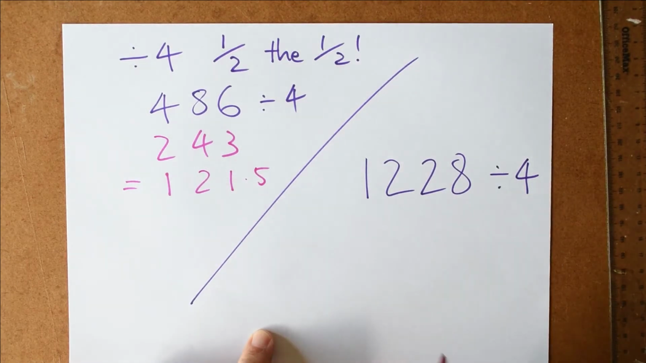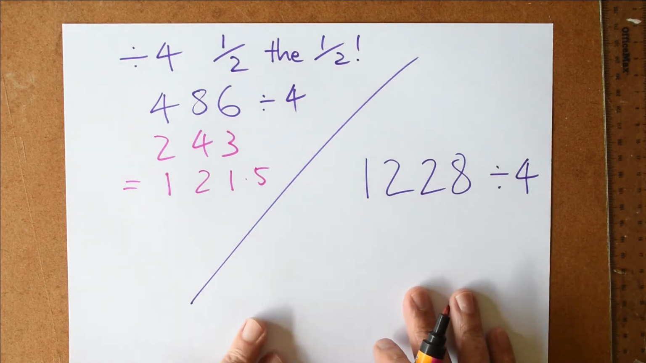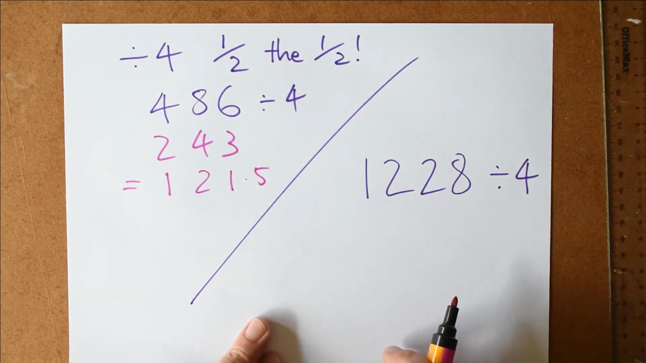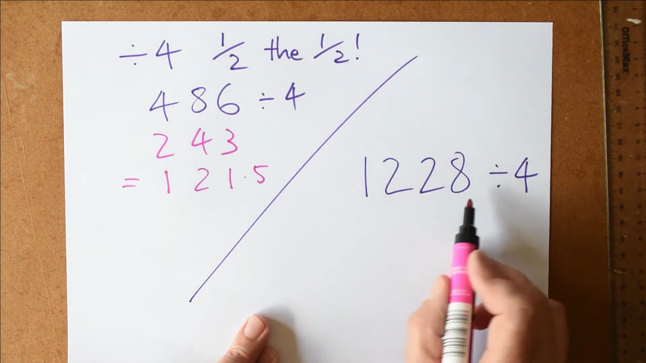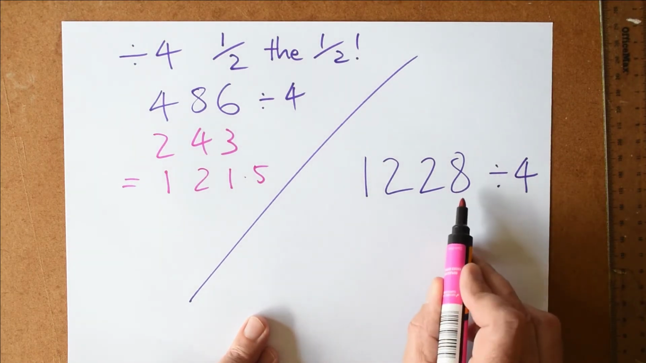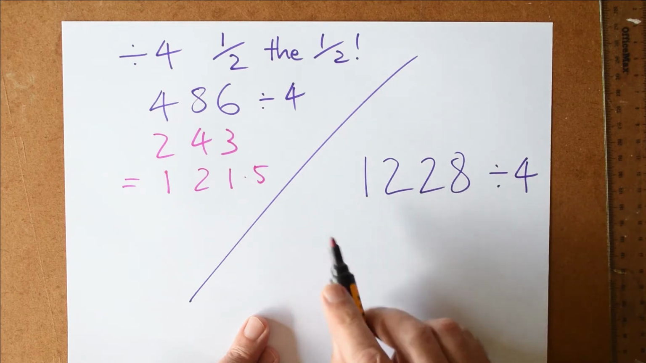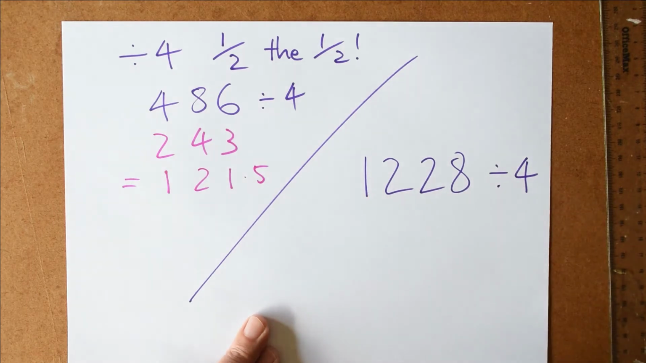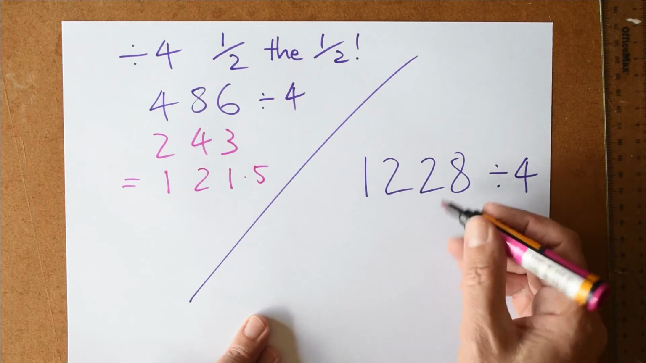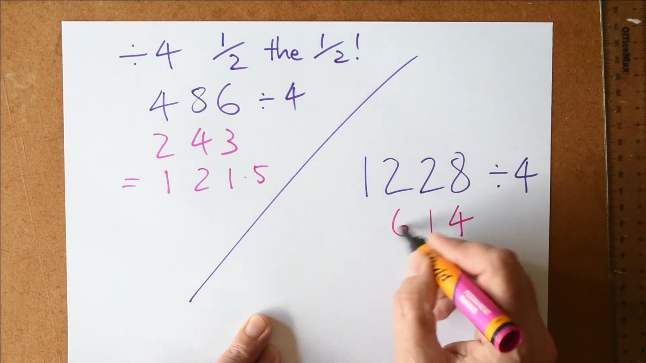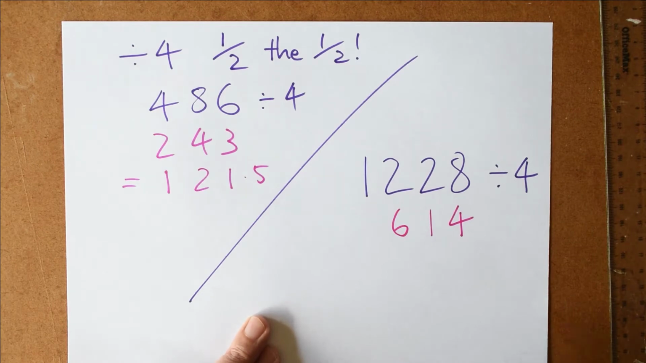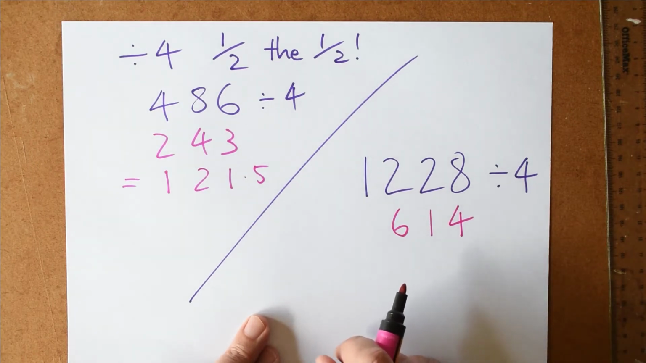1,228 divided by 4, chopping that up into 4 bits. Well, can we halve that? Yes, we totally can. Sometimes it's easier to look at a block of numbers. I could go half of 8, half of 2, half of 2. But then I'm stuck with this 1 over here. So instead I'm going to look at half of 28 and say, well, that's 14. Half of 12 is 6. And I get my half straight away. Can I half that? Yes, I can.